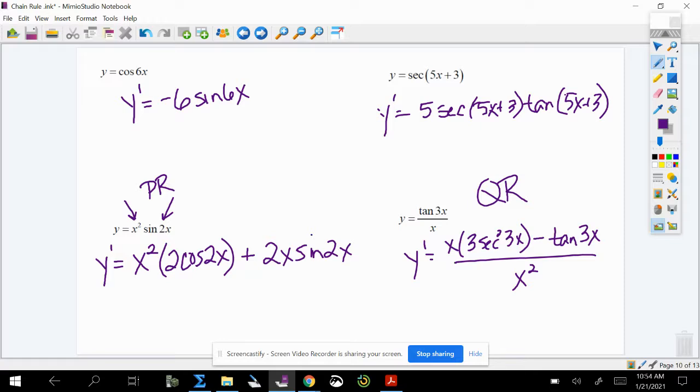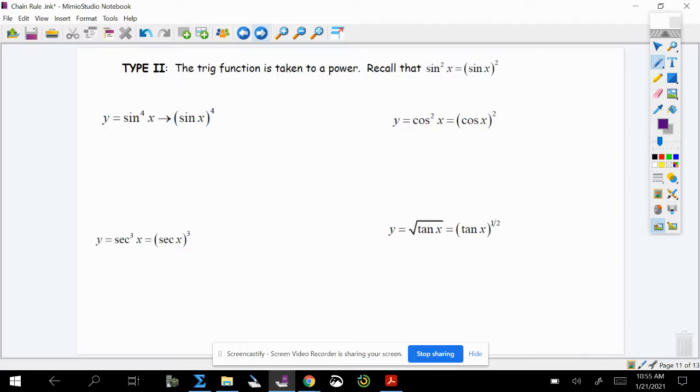So these are type 1 trig problems, some just basic trig and some that have another rule combined with it. Type 2 may be one of the shorter things that you do here. Type 2 is when the trig function is being taken to a power. So you're going to have a sine of x or a cosine of x, but instead of being to the first power, it's going to be squared or cubed or taken to the 1/2 power. It can be fraction power, it can be whole number powers.